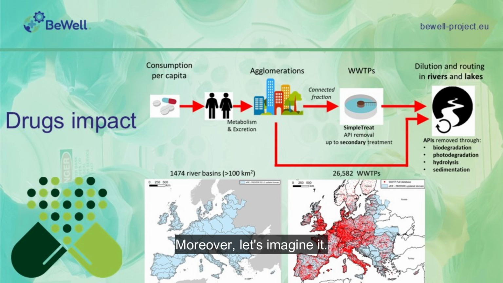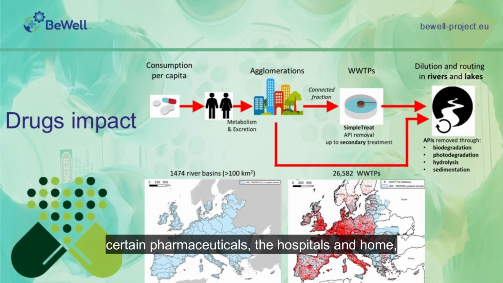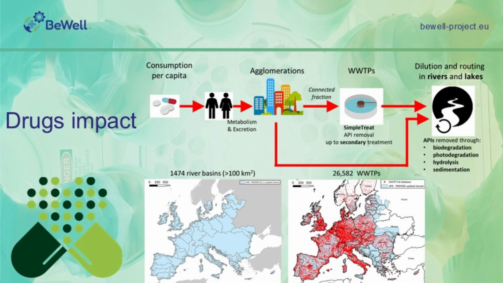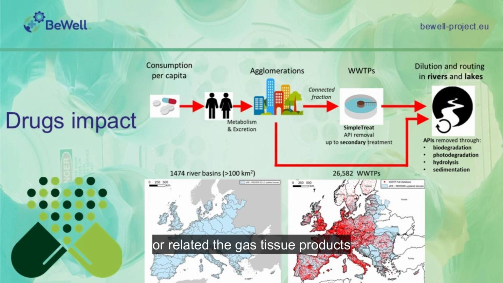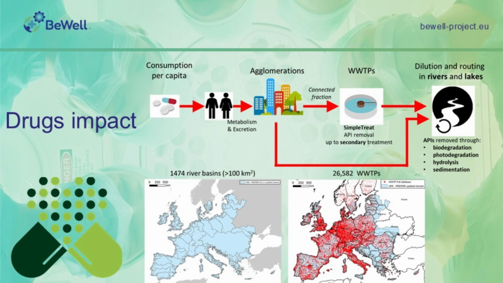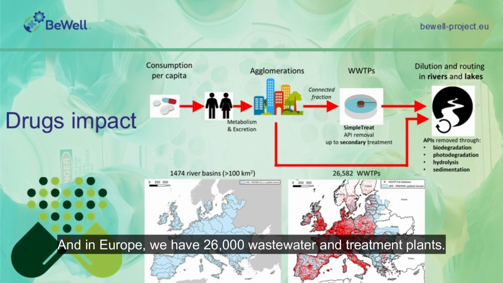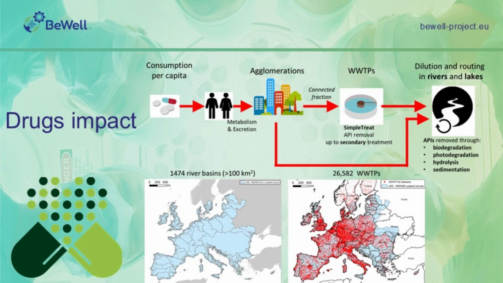Moreover, let's imagine that every person, sooner or later, will have treatment with certain pharmaceuticals, in hospitals and at home. Part of the pharmaceutical compound or related metabolites will be released through the urine, for instance. They will reach the sewage and the wastewater treatment plant. In Europe, we have 26,000 wastewater treatment plants, as you see in this figure, and this affects all the rivers that we have.